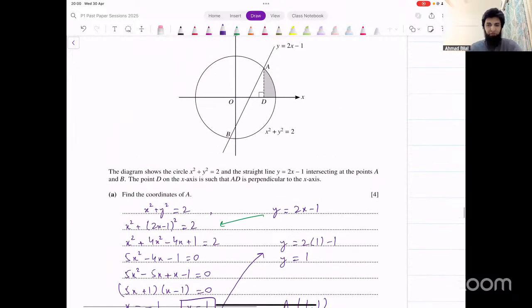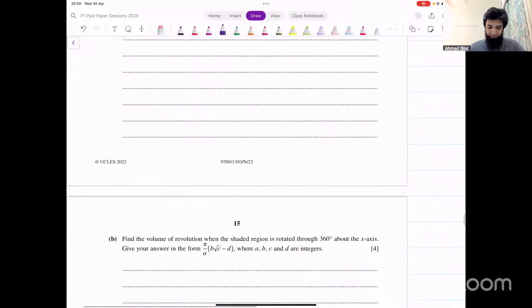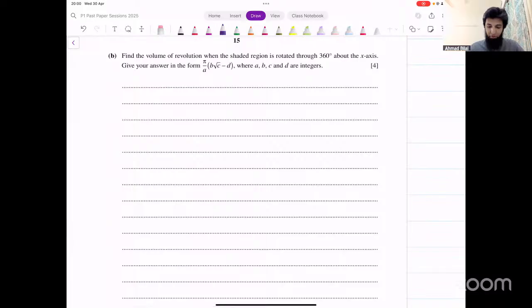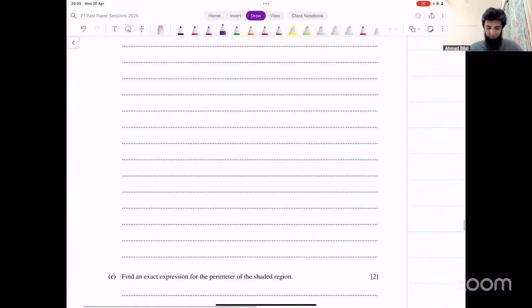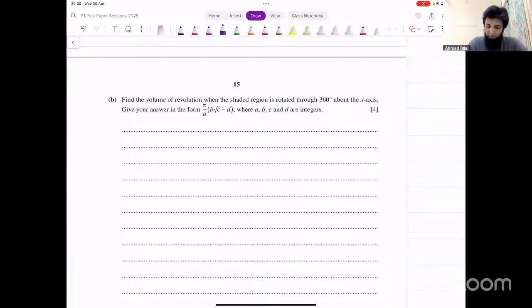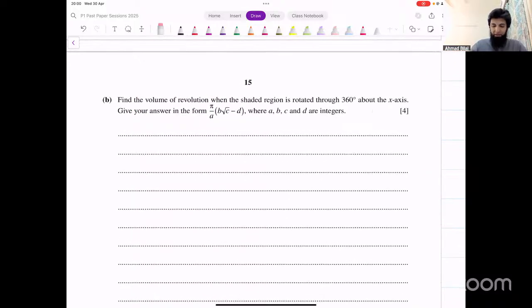Okay, so we've got the coordinates of the point A now. Now it says, find the volume of revolution. Oh, wow, that's interesting. A volume of revolution in an equation of circle question. When the shaded region is rotated through 360 degrees about the x-axis. Give your answer in this form where A, B, C, and D are integers. Now, what's the formula for volume of revolution about the x-axis? The formula looks like this. Volume of revolution about x-axis, that's pi into integration of y squared with respect to x. Limits are values of x.